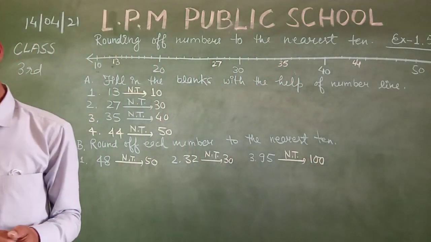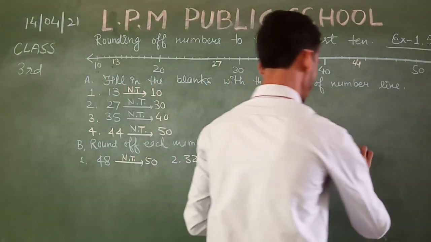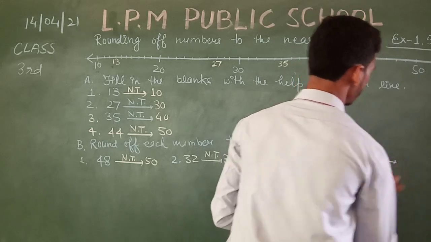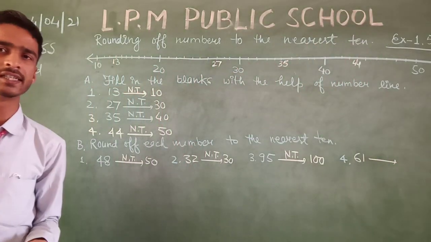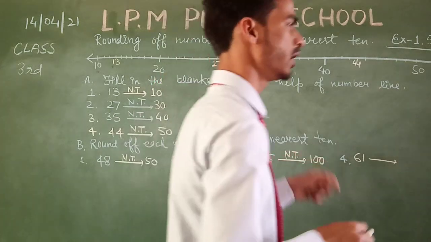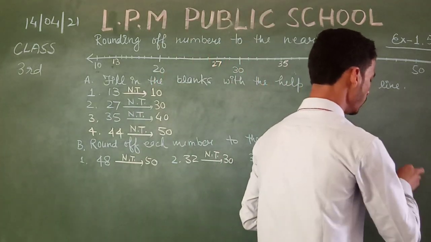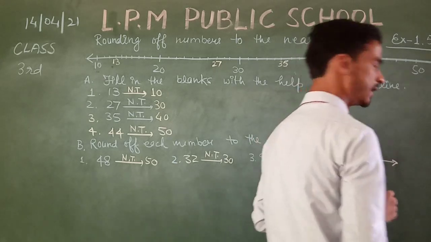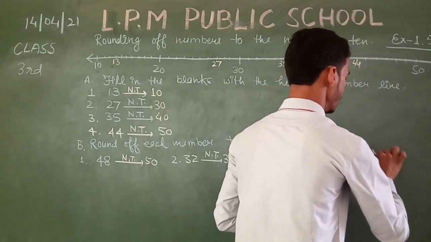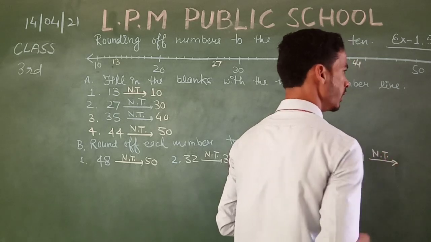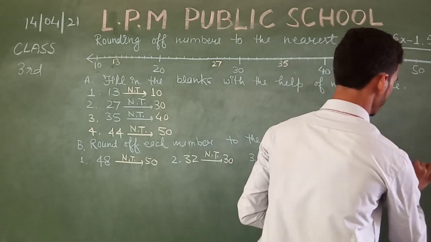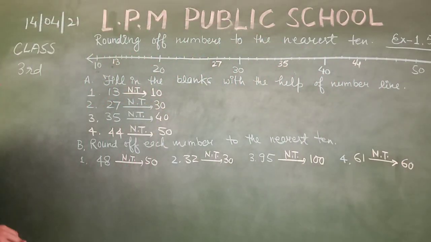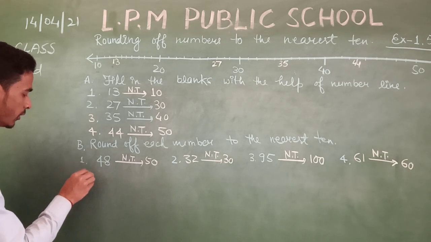The fourth question is 61. You know that 61 is between 60 and 70 but closer to 60. So we can say that 61 is rounded off to 60. The next question, the fifth question, is 23.